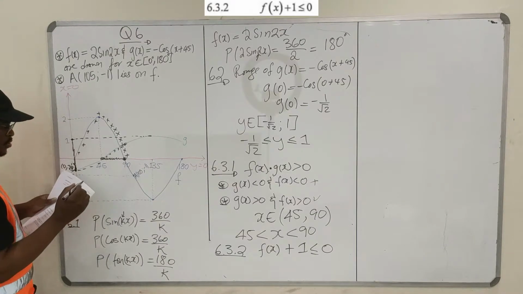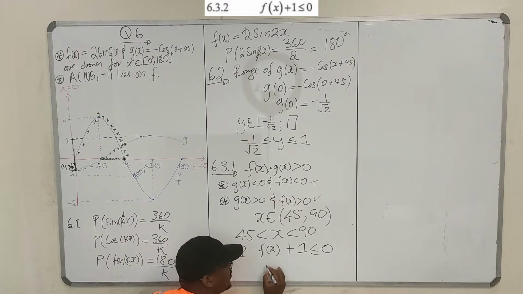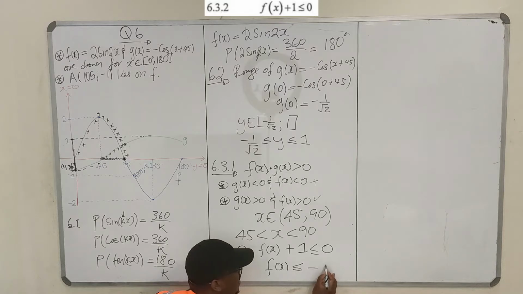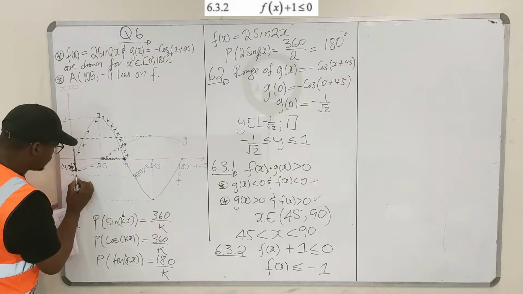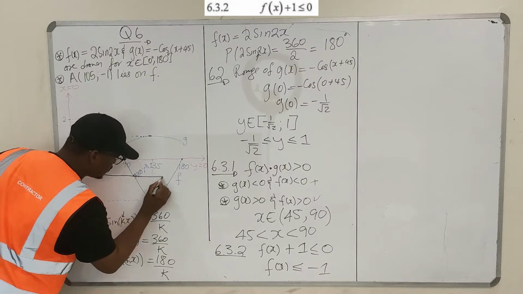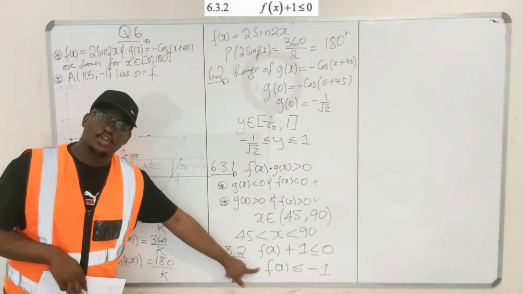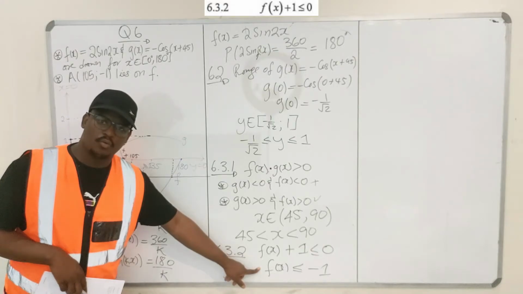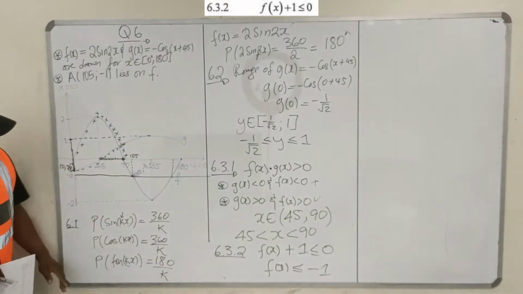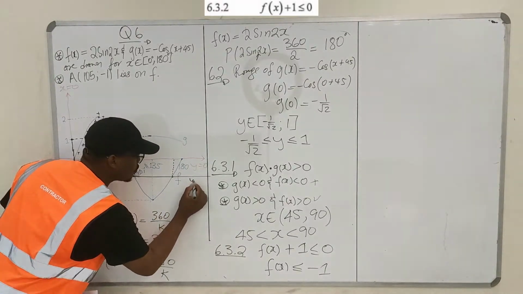So if you look at this, you can simplify and say you want the values where f of x is less than or equal to minus 1. Which one is f of x? It is the blue one. So if you draw f of x, it's minus 1 and below. So you want the values of x where your function is minus 1 and below. So your function is minus 1 along this line here, because this line is y equal to minus 1.